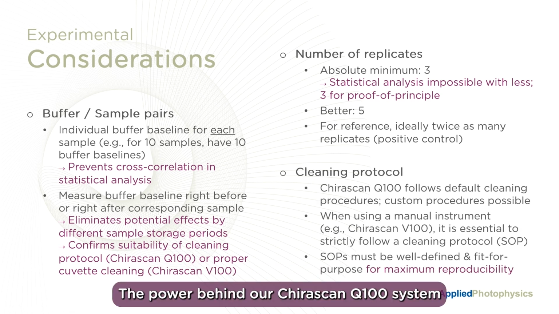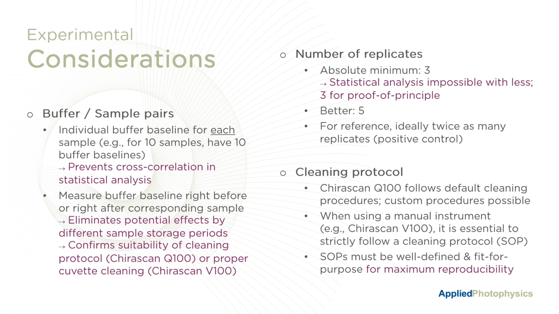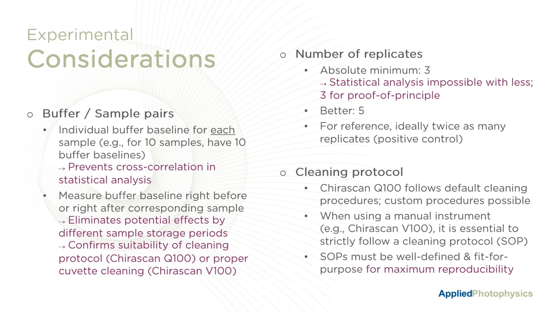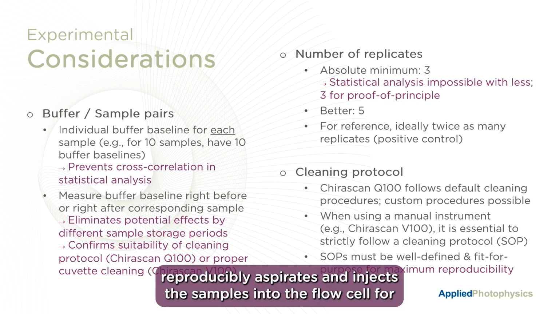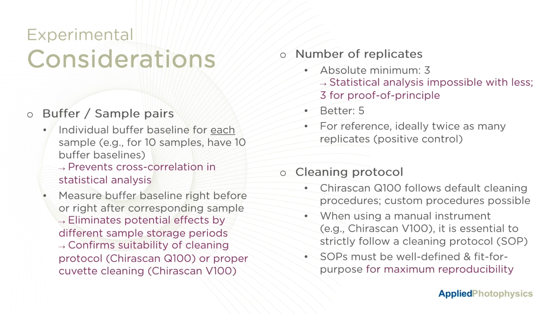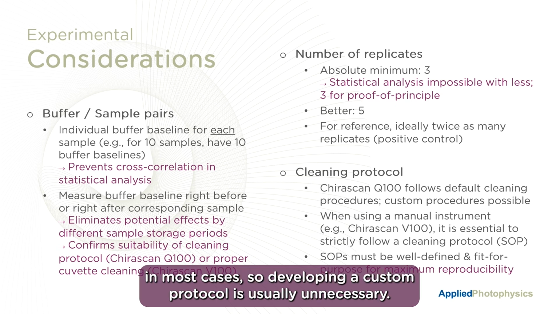The power behind our Chiroscan Q100 system is derived from the fully integrated autosampler. The autosampler stores the samples in a temperature-controlled environment, reproducibly aspirates and injects the samples into the flow cell for analysis, and thoroughly cleans the fluidics and flow cell in between measurements. The default cleaning protocol is effective in most cases, so developing a custom protocol is usually unnecessary.